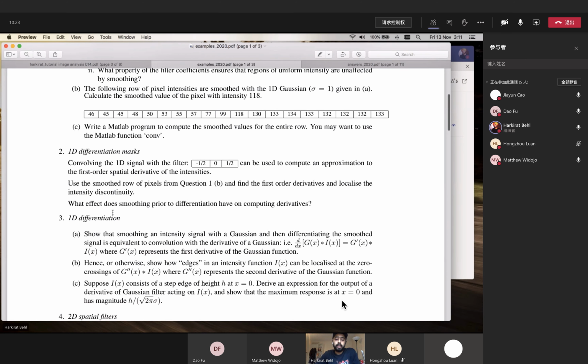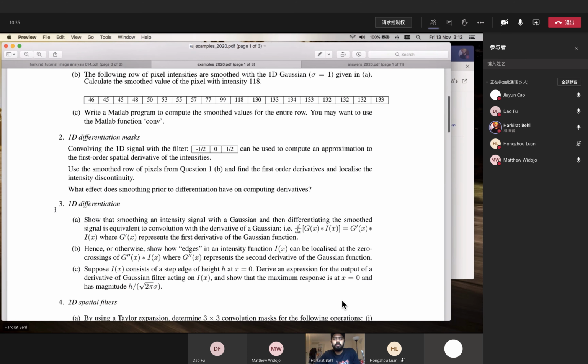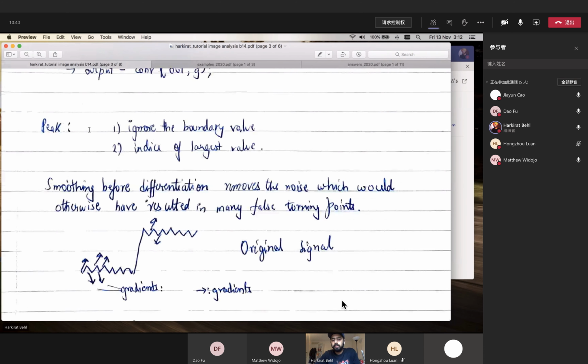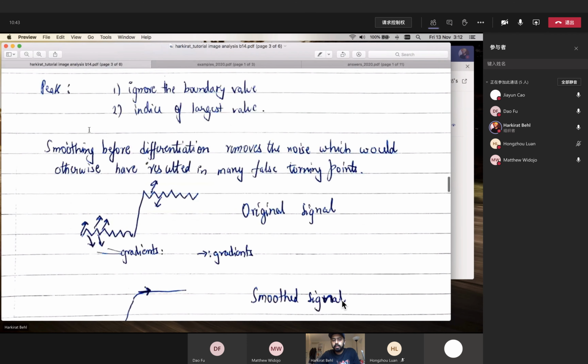So this second part of the question was: what effect does smoothing prior to differentiation have on computing derivatives? I think some of you wrote the right answer and some of you did not attempt it. In simple terms, smoothing before differentiation removes the noise. This is the original signal, and this is how it looks. It's going up, down, up, down. There's a lot of noise, and then it goes up, and then again there is a lot of noise.